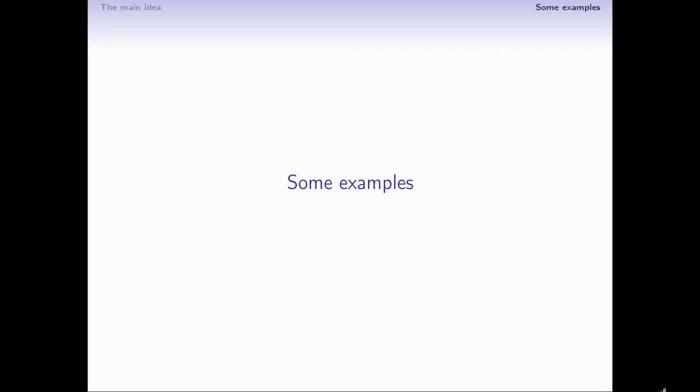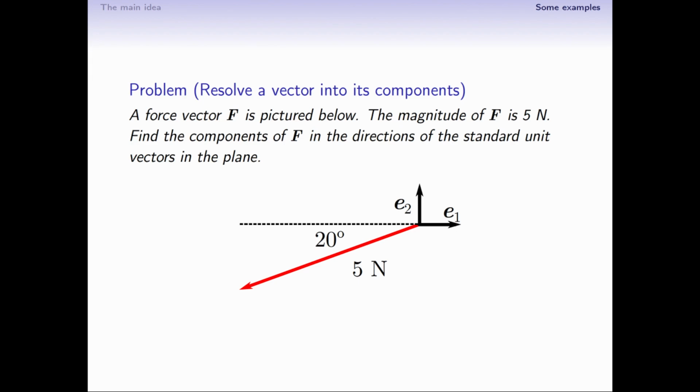Now let's work some examples. In this example, we have a force vector F pictured below. The magnitude of F is 5 newtons. Let's find the components of F in the directions of the standard unit vectors in the plane. So join me at the whiteboard for the solution to this problem.